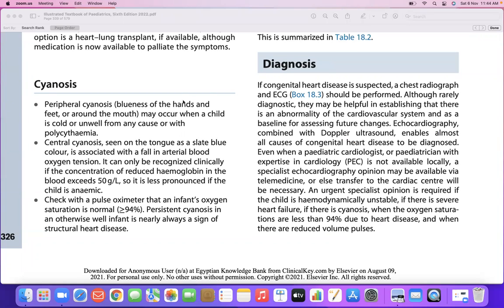This is the diagnostic. So 3 things you will never forget. How do you want to investigate this case if this question is asked? So ECG, chest X-ray, and echocardiography, and echocardiography will be the diagnostic test.